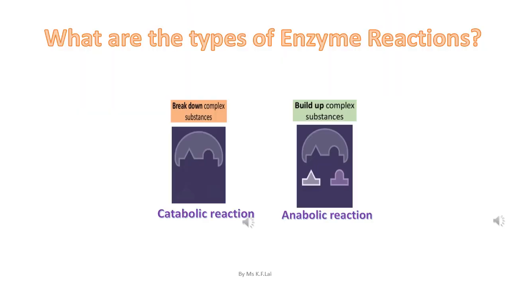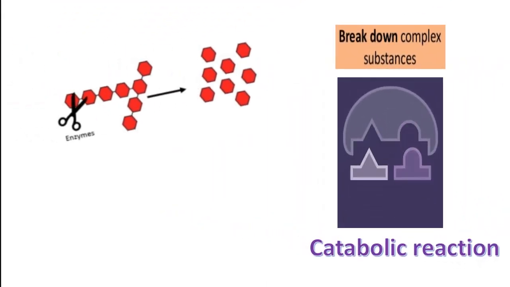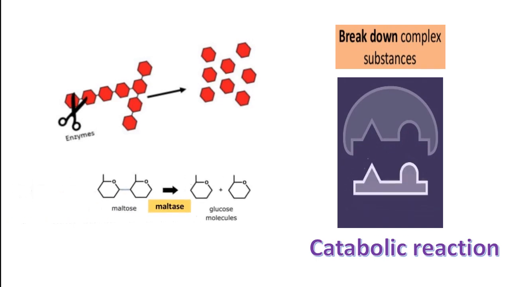Types of enzyme reactions. In catabolic reactions, enzymes are used to break down complex molecules into simple molecules. Example, maltose can be broken down to form glucose. The enzyme is maltase. Many enzymes end with the letters ASE.